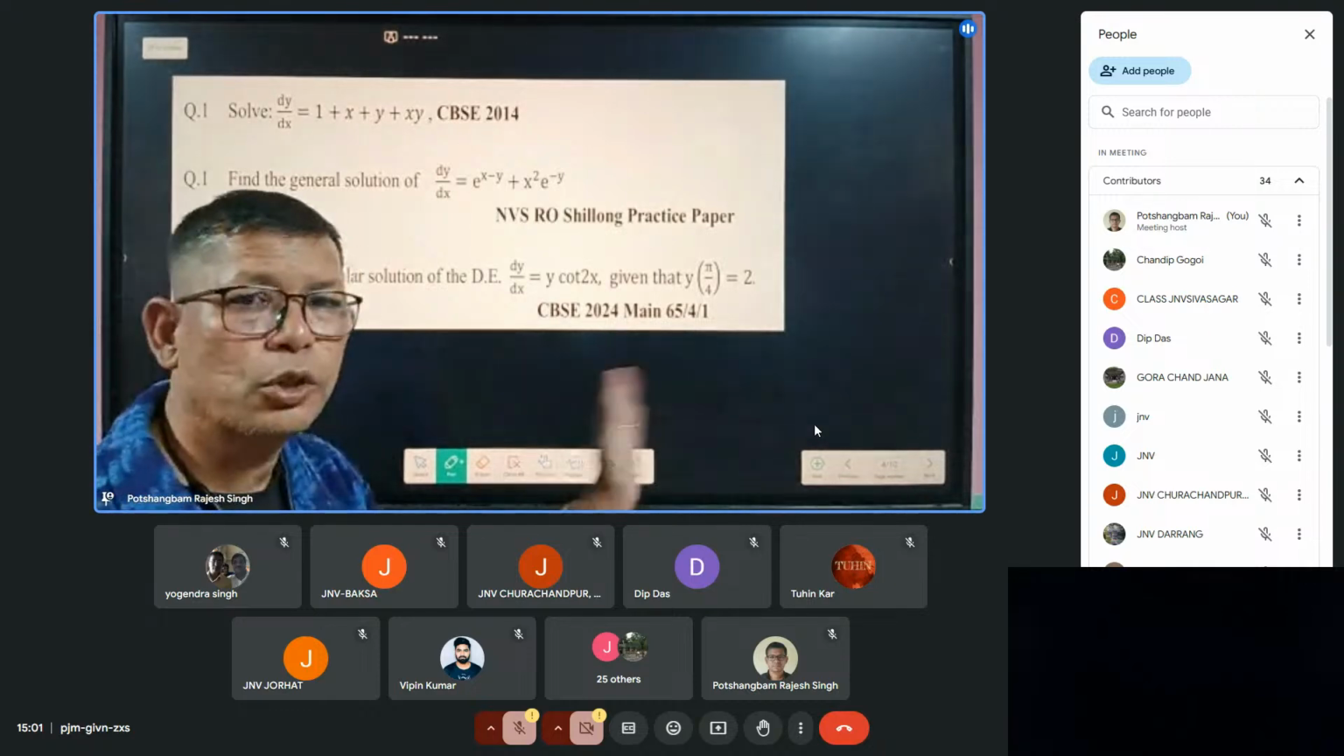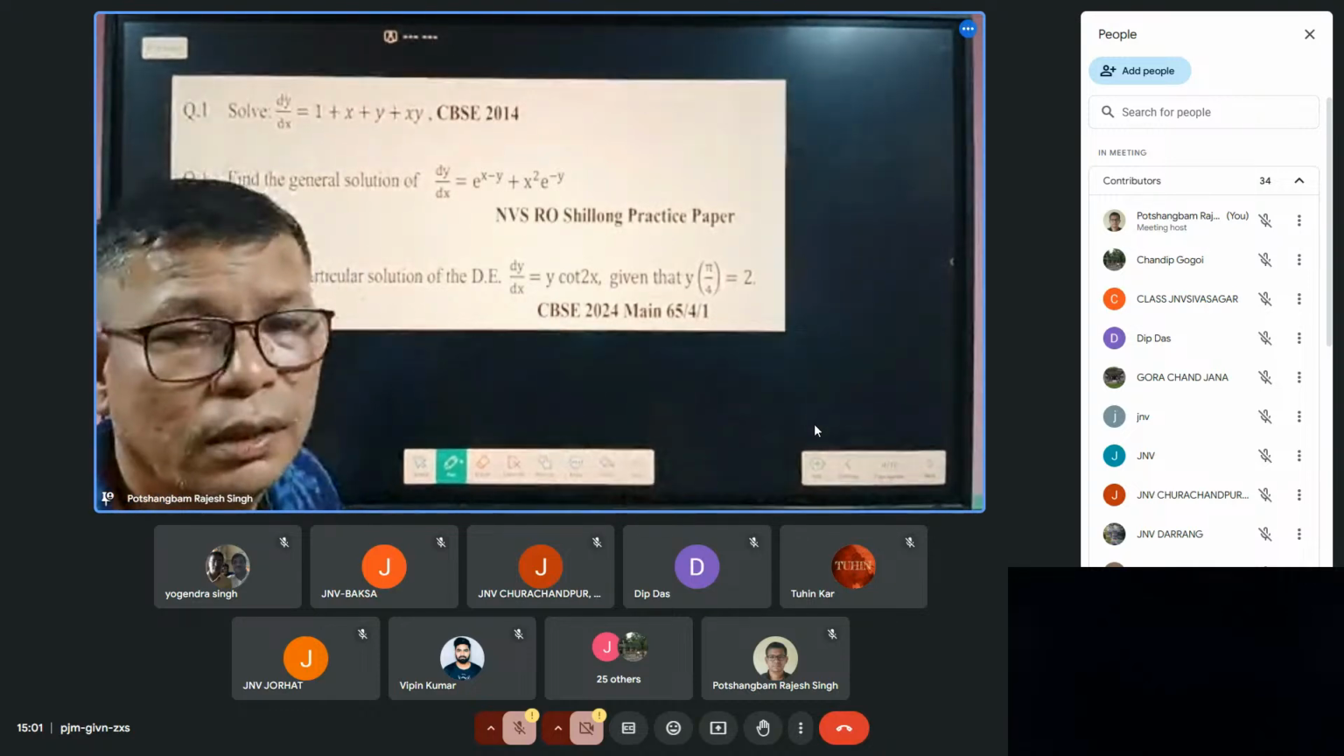Then now let's go to the next. This is the homogeneous differential equation.